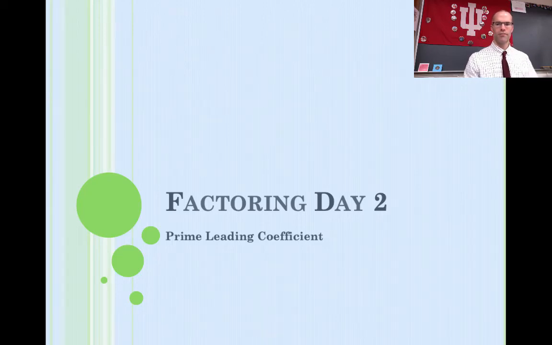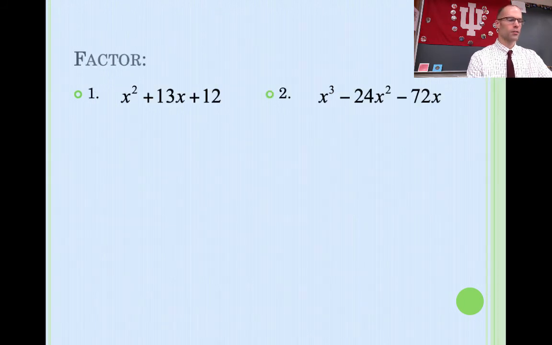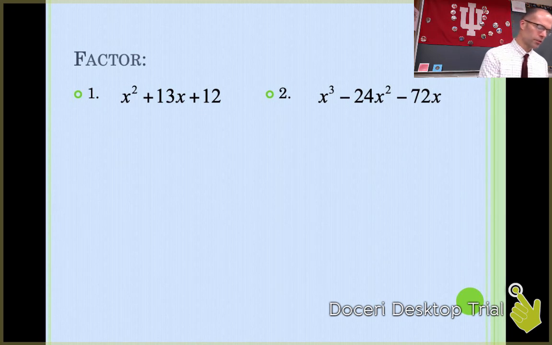So we're going to be talking about factoring for day 2 here, or second day of factoring I should say. Alright, so our objective is to be able to factor trinomials. Remember, a trinomial is an expression with 3 terms. If we're going to factor this out, remember from what we did last time, always look to see if there's a GCF first. So there is no GCF here.